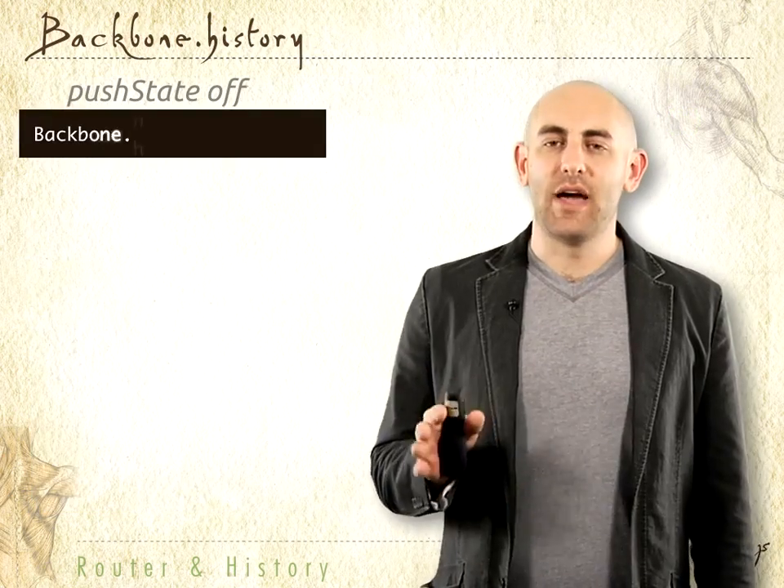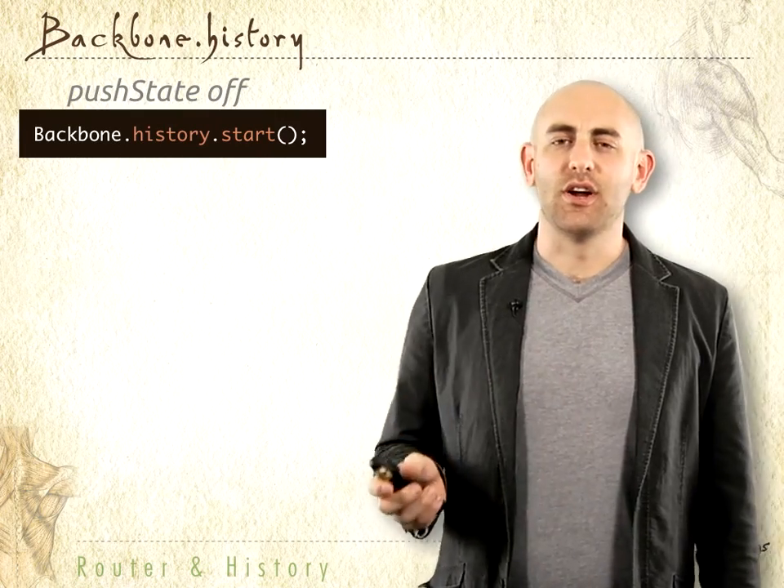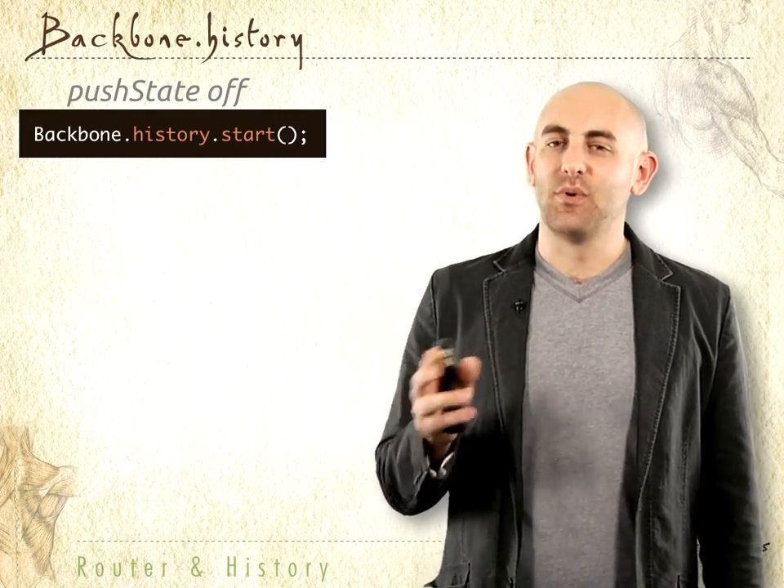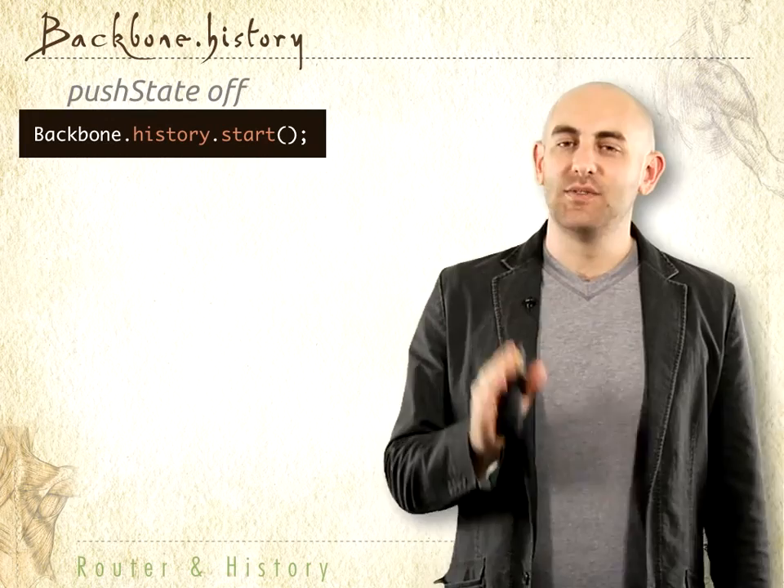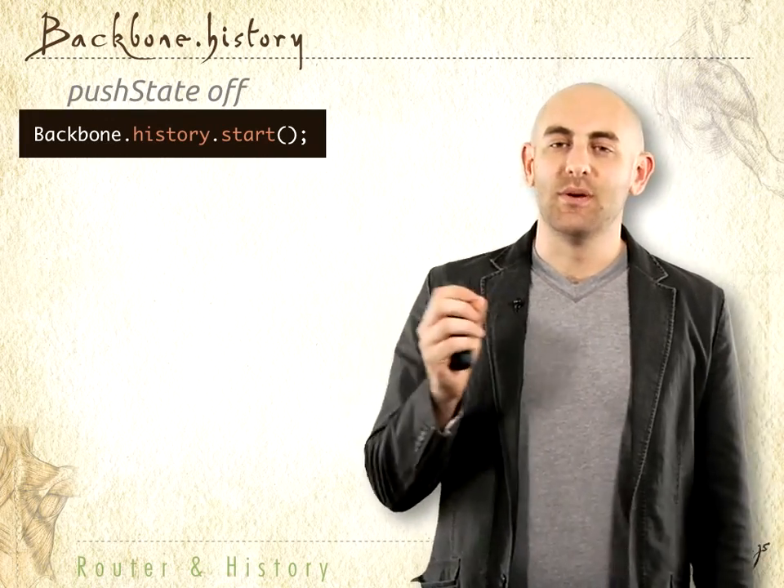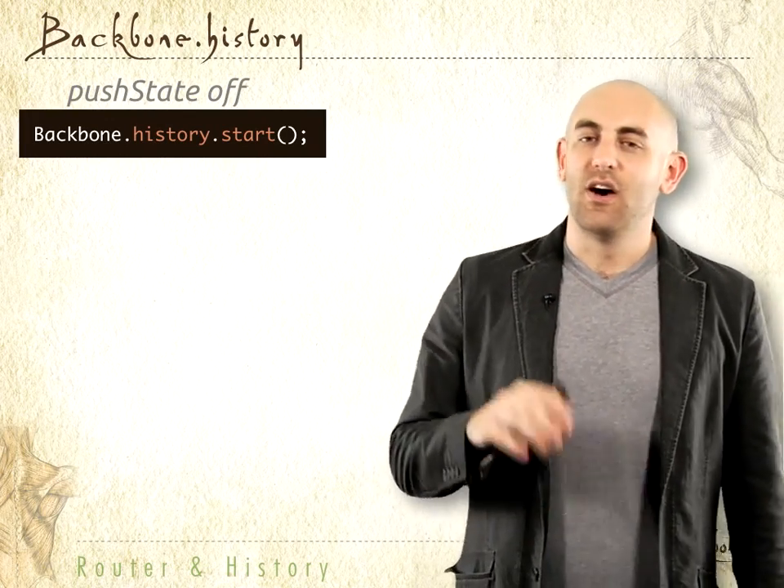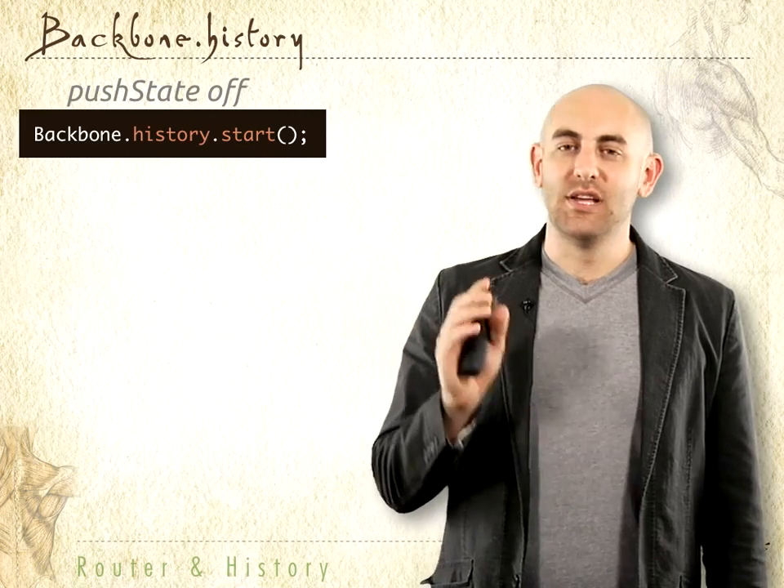Let's go back to our Backbone code. As we saw earlier, our navigate and our links weren't working yet. Now, to make these work, we first have to use the Backbone history API. All we have to do is call Backbone.history.start.